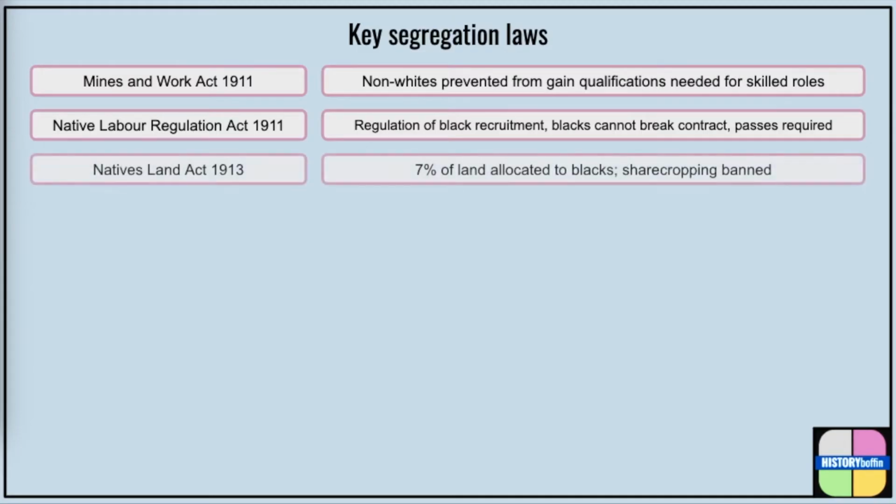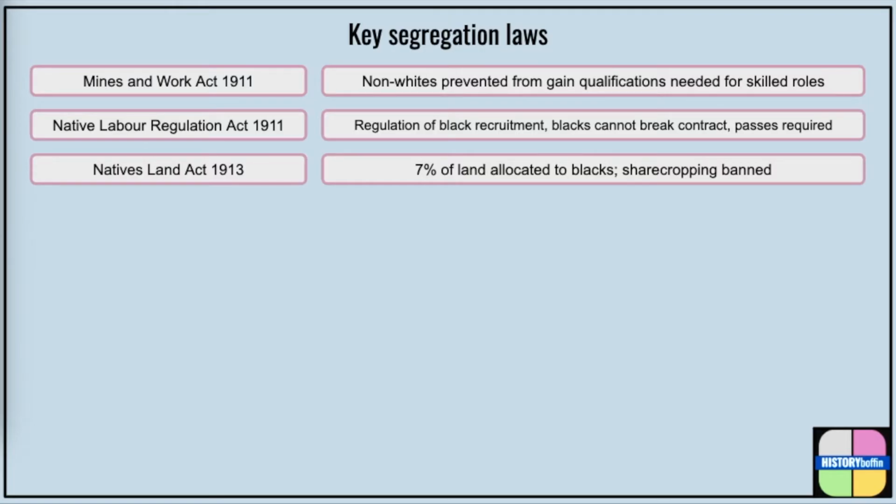The Natives Land Act was arguably the most significant law of the segregation era. It prohibited blacks from owning or renting land outside declared reserves, which at the time constituted just 7% of the land in South Africa, and poor quality land at that.